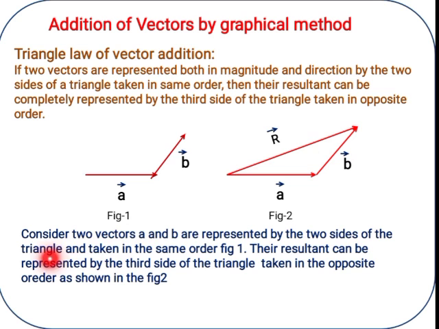Here the explanation is given. Consider two vectors, vector A and B. They are represented by the two sides of the triangle taken in the same order, as given in figure 1. The resultant can be represented by the third side of the triangle taken in the opposite order, as shown in figure 2.